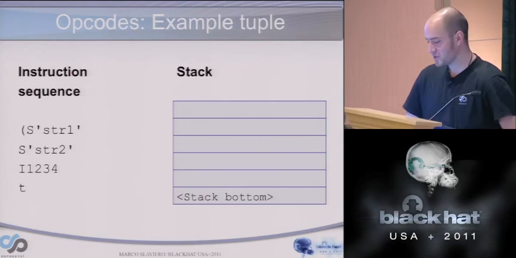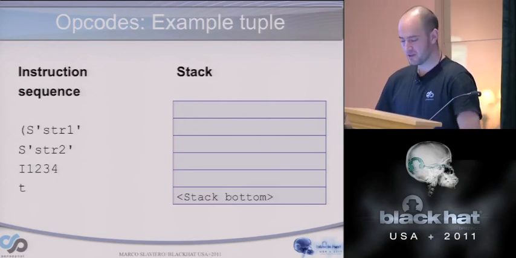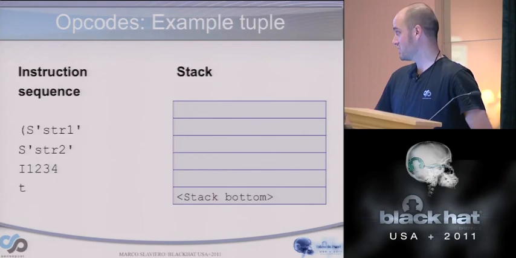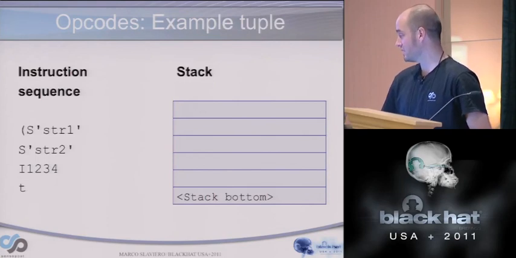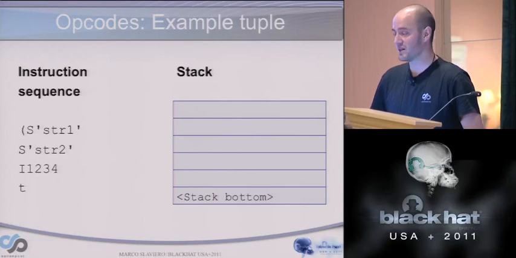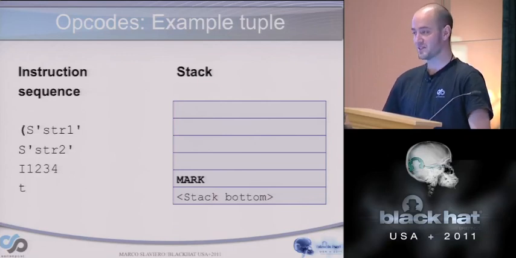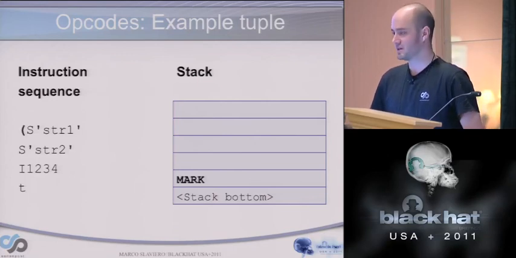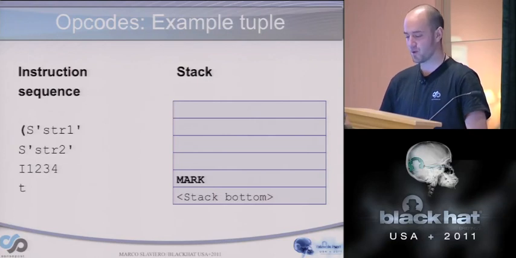So as you can see, that instruction sequence is readable. The new lines there are intentional, so the new lines would be embedded inside of the instruction sequence. The first instruction that we have is the round bracket. It's called a mark object, and this is used as a placeholder on the Pickle stack. And I'll show you now why that's important.